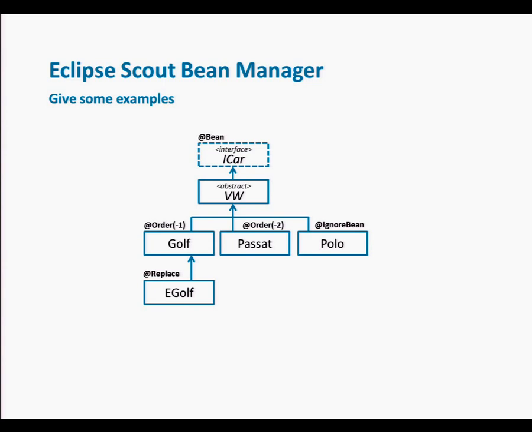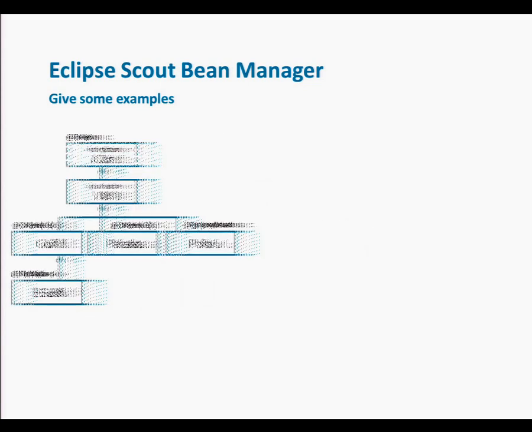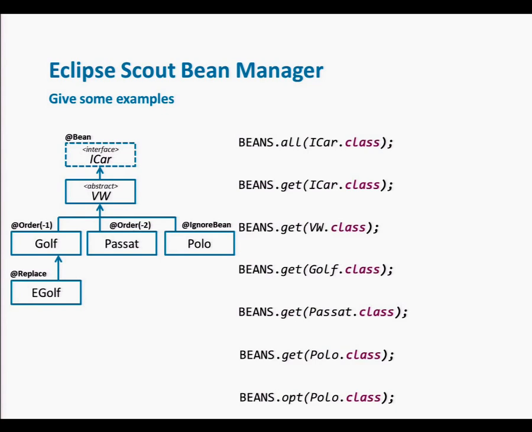Also, I see that beans are ordered. That is of interest if I look up beans by interface and I have multiple different implementations of that interface. And the highest priority is the lowest order. So meaning that the order -2 has a higher priority, is more specific than an order of -1. So here are some examples to show how that works and what we expect.